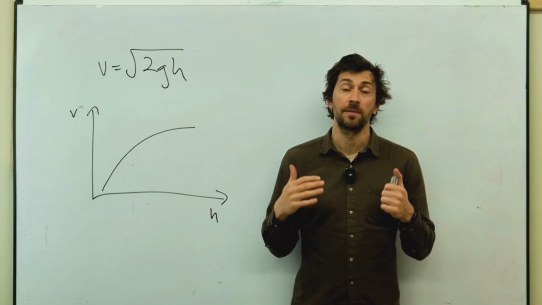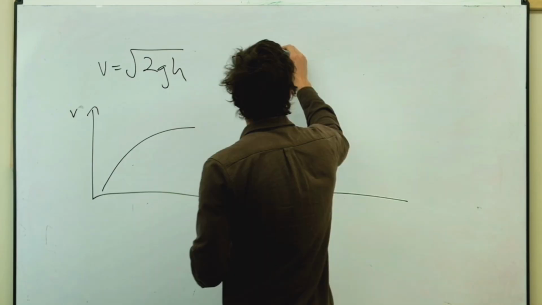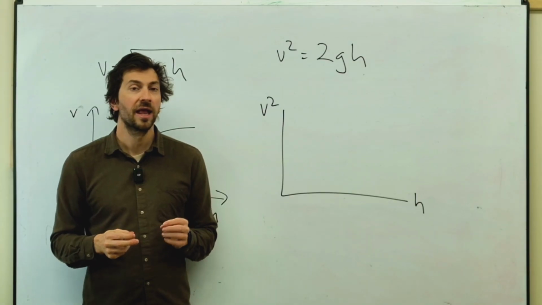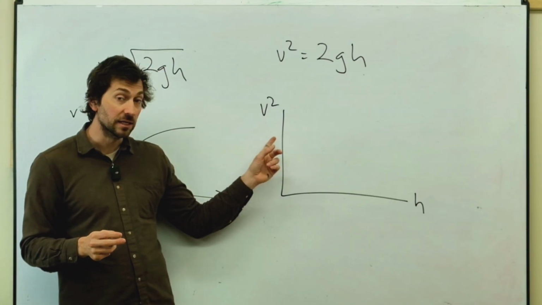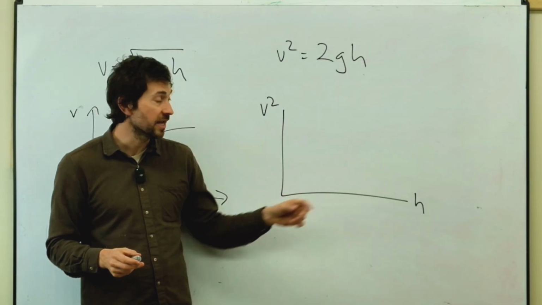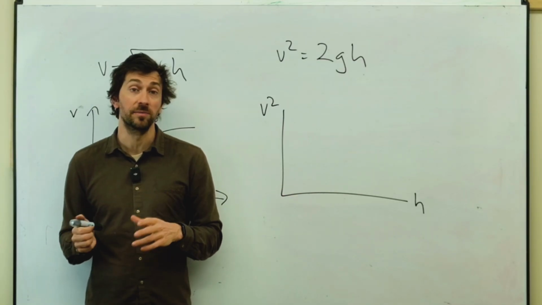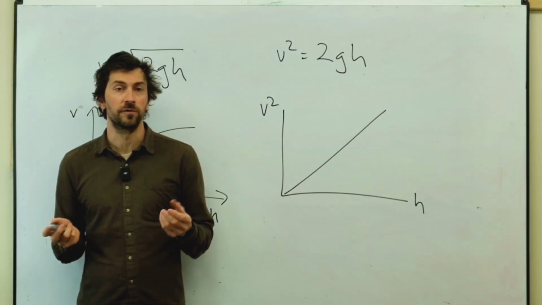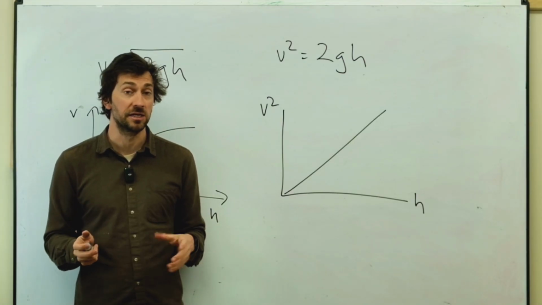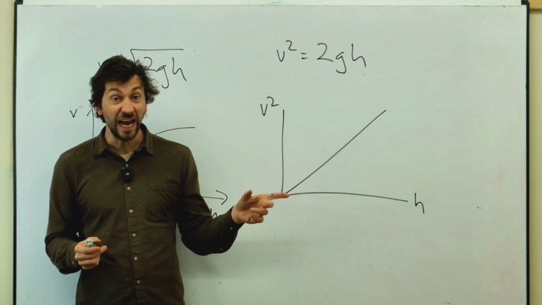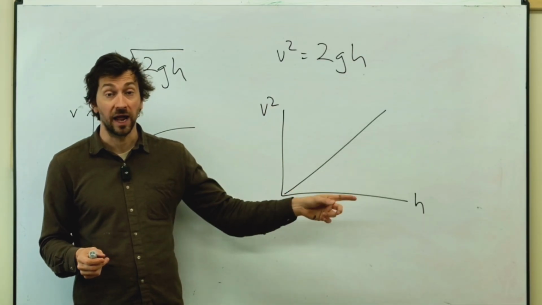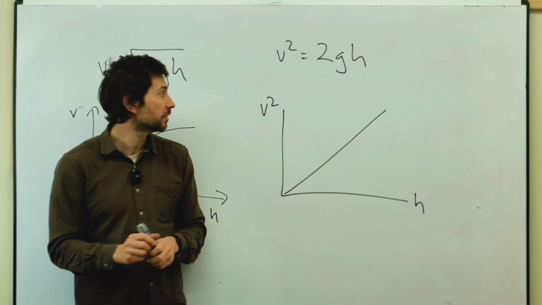What I'm going to do is I'm going to square both sides. So if I square the function, it's v squared equals 2gh. And I'm not going to plot velocity, but velocity squared on that axis against h. And this graph is going to be linear. Beautiful. So the first thing we have to do is say we would label the axes v squared and h, and the units are going to be m squared over s squared, and h is going to be meters.